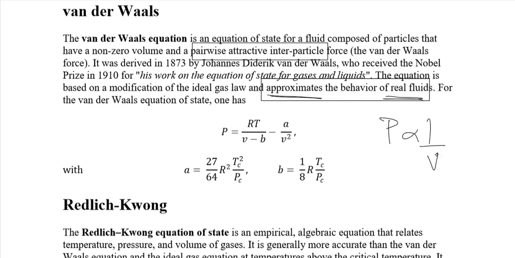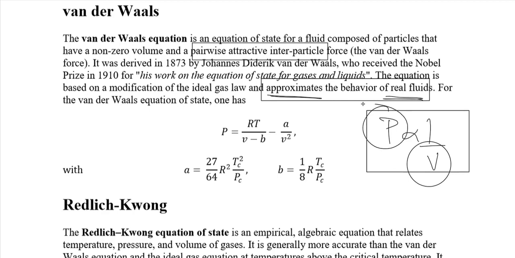So the behavior will not be like this, where pressure is proportional to 1 over V. The change in volume with respect to pressure will be non-ideal. It is actually a modification of the ideal gas law, so obviously the behavior of pressure and volume is different now.